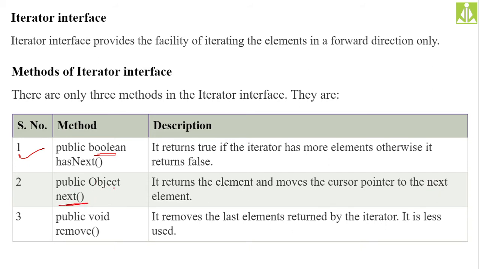So next, it is returning the object and it is moving in the forward direction. Then remove, what it will do, it will simply remove the last element. Okay, it removes the last element returned by the iterator. It is less used, we are rarely going to use this remove in our implementation.